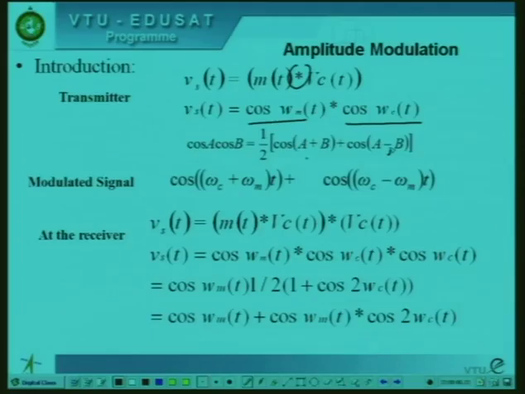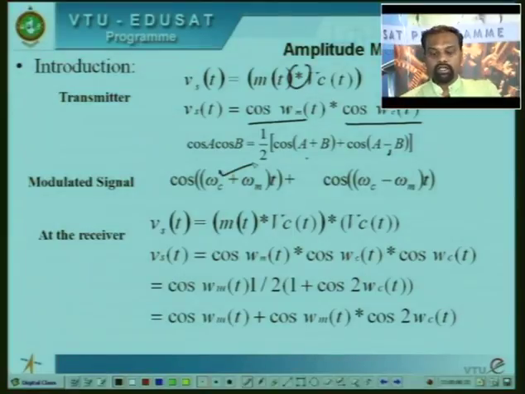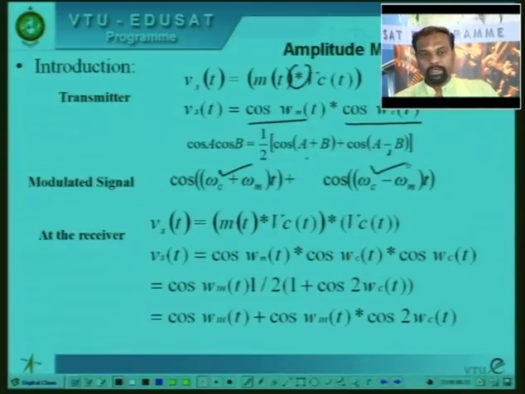That means two terms are going to be generated after the multiplication process. The two terms are omega c plus omega m, and omega c minus omega m. Because of the multiplication, multiplying m of t with Vc of t, you are now able to generate two signals, omega c plus omega m and omega c minus omega m. We know that omega m is low frequency, omega c is high frequency.